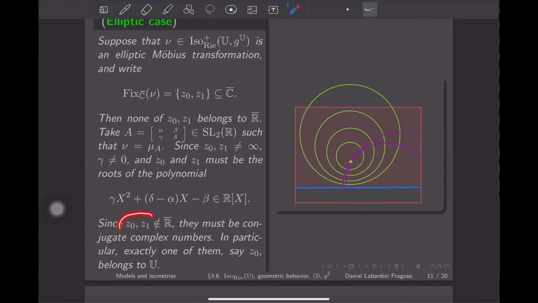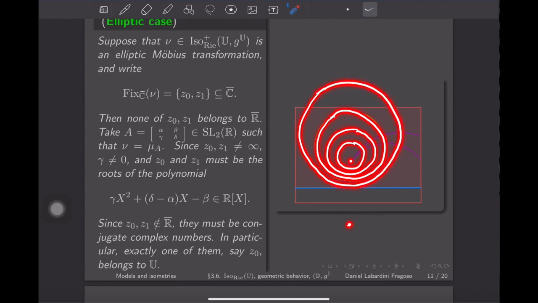Okay, and this means that exactly one of them lies inside U, and the other one is its complex conjugate. And then I see these are the Apollonius circles of this and its conjugate contained in U. And now, these Apollonius circles, the ones contained in U, right? The Apollonius circles of the 2 fixed points, but the ones contained in U, those Apollonius circles are precisely the hyperbolic circles with center the fixed point of nu belonging to U.